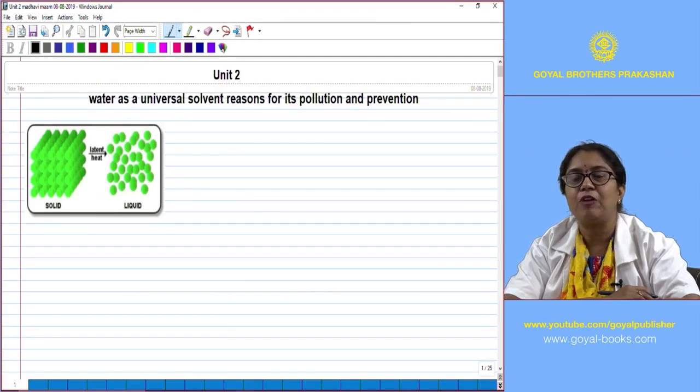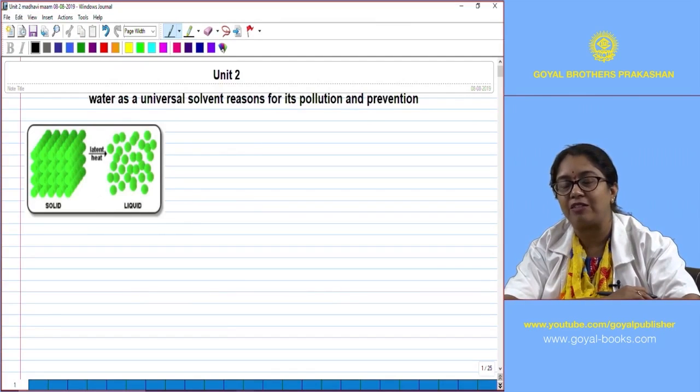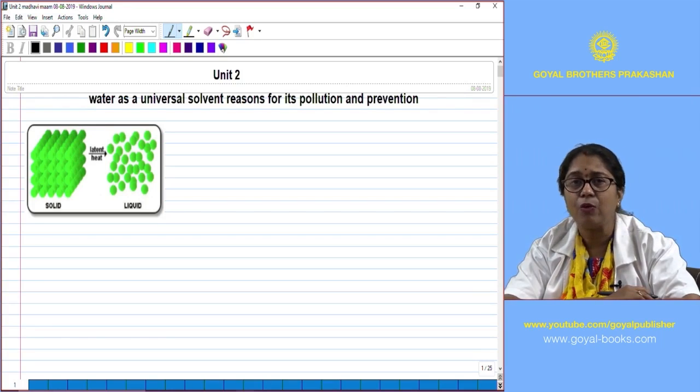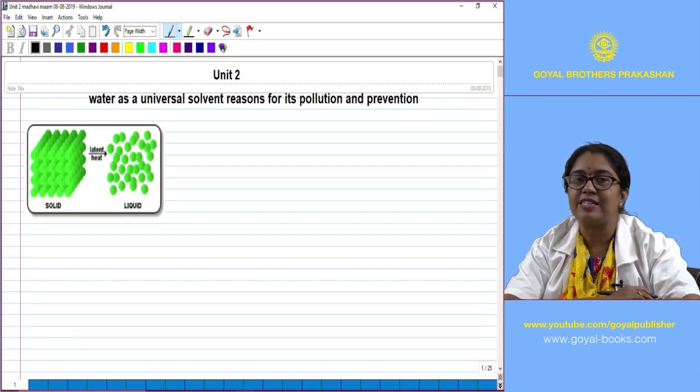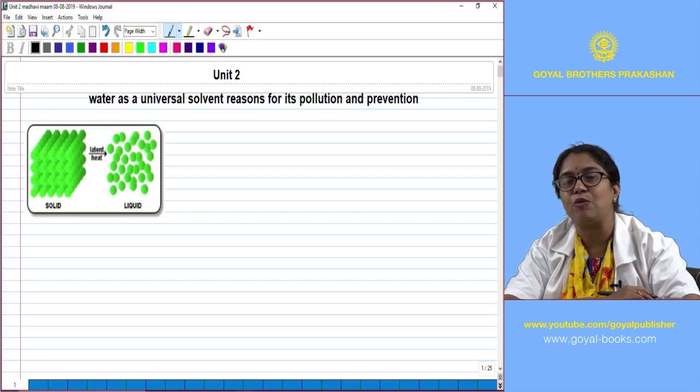You must have learned about interconversion of states of matter, right? So what is interconversion of states of matter? It is a process by which matter can be converted from one state to the other and back to the original state. Water exists in three physical states: in the solid state as ice, in the liquid state as water, and in the gaseous state as water vapor.